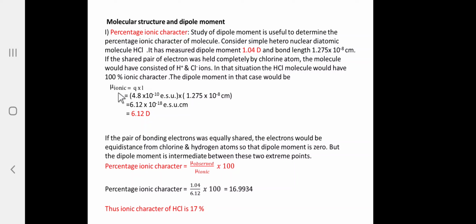and the dipole moment in that case would be mu ionic equal to Q into L. All of you know that Q is the charge, 4.8 into 10 raised to minus 10 ESU, and L is the bond length, 1.275 into 10 raised to minus 8 centimeter. So finally it is 6.12 into 10 raised to minus 18 ESU centimeter, that means 6.12 D.